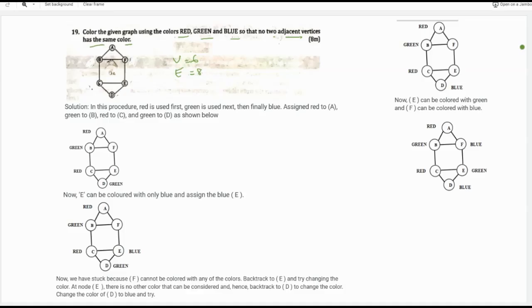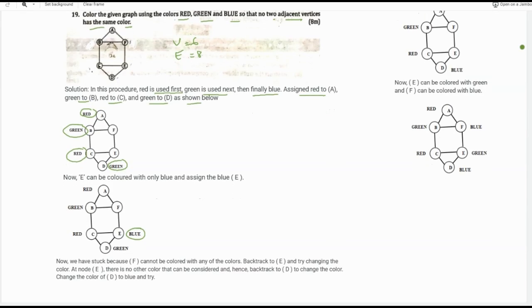So in this process, the red color we will use first, the green color next, and finally the blue color. Assigning red to A, green to B, red to C and green to D as follows. We will arrange it: A is red and B is green, again C is red and D is green. Now E can be colored with only blue, so we'll assign blue for E.